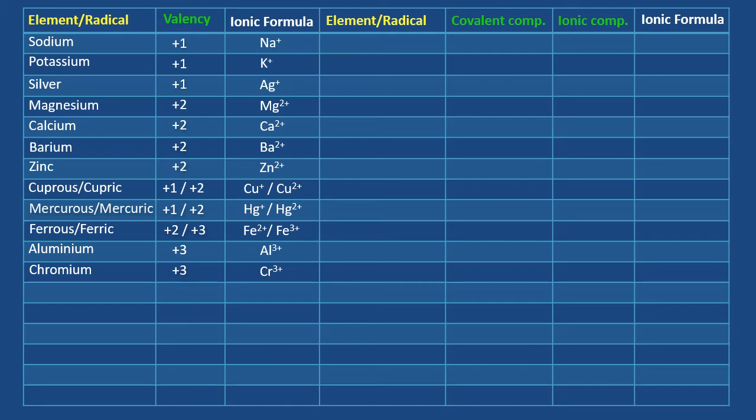Now all these cations are metal cations, but there are some cations which consist of group of atoms of non-metals such as ammonium and hydronium. Each has a valency of +1, and their formulae are NH4+ and H3O+ respectively.